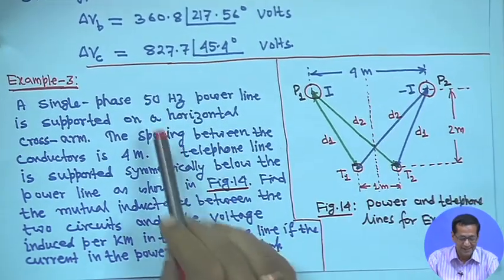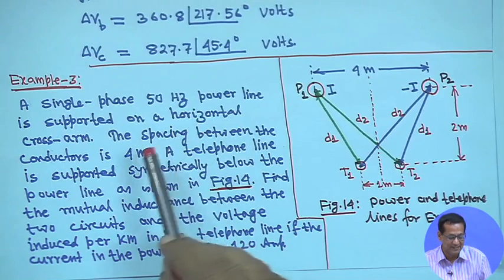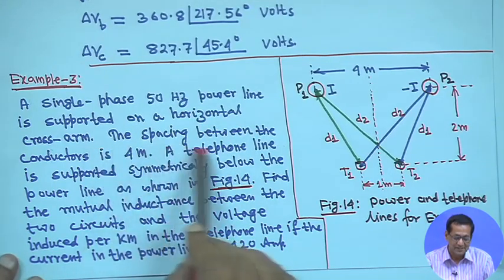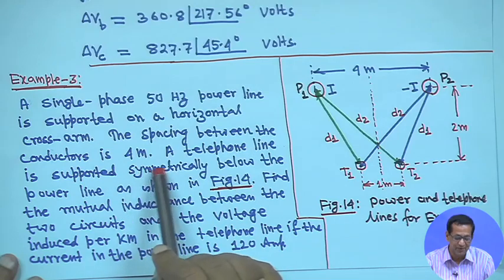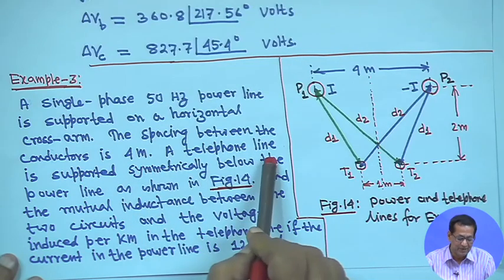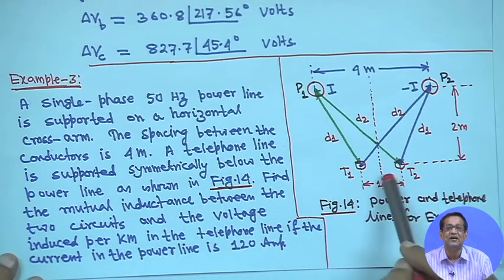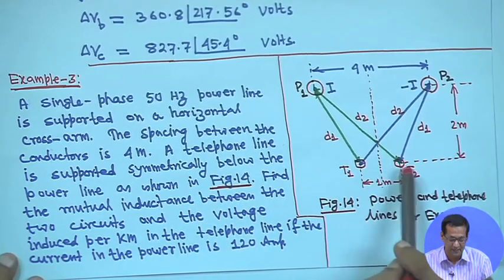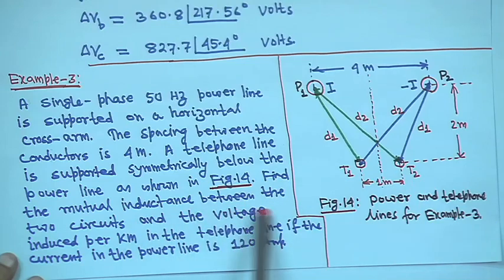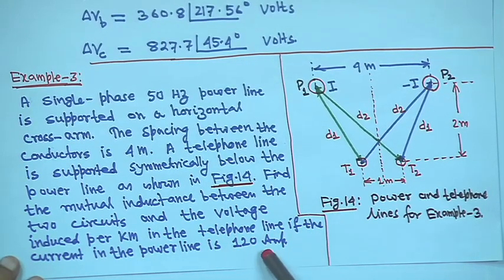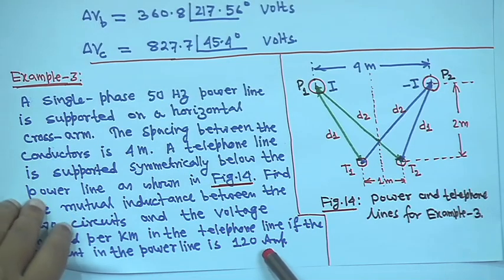A single phase 50 Hz power line is supported on a horizontal cross arm. The spacing between the conductors is 4 meter. A telephone line is supported symmetrically below the power line as shown in figure 14. This is figure 14, I will come to that. Find the mutual inductance between the 2 circuits and the voltage induced per kilometer in the telephone line if the current in the power line is 120 ampere.